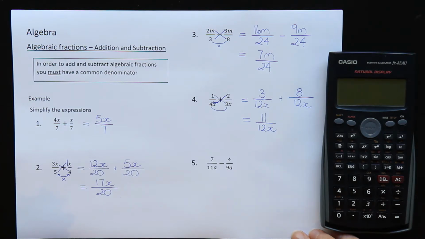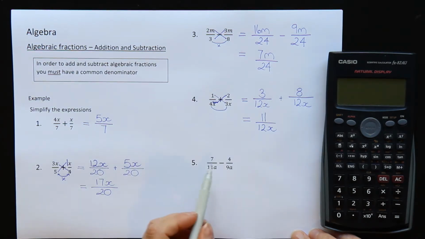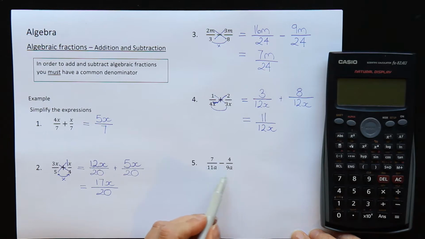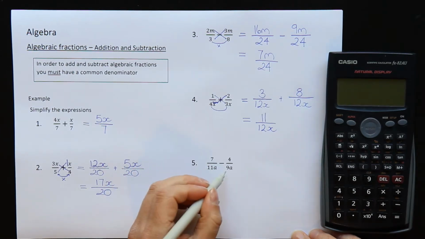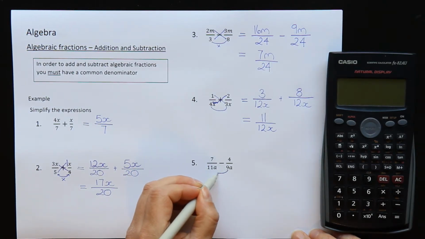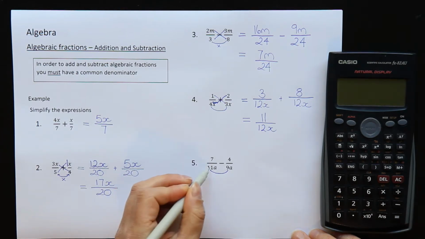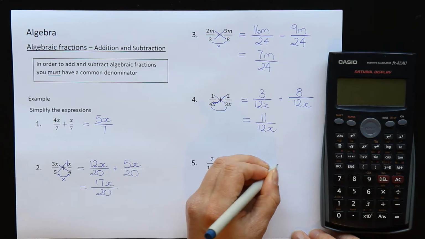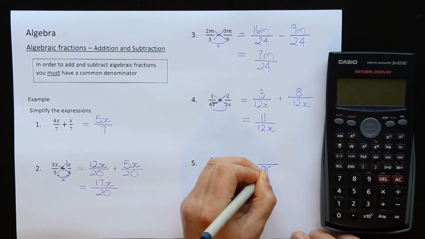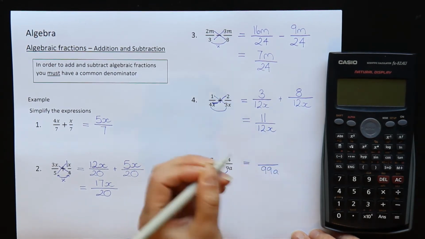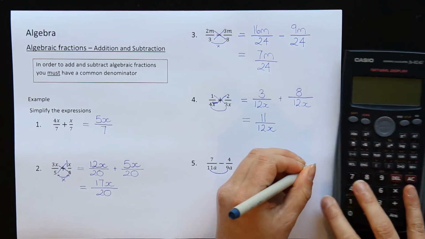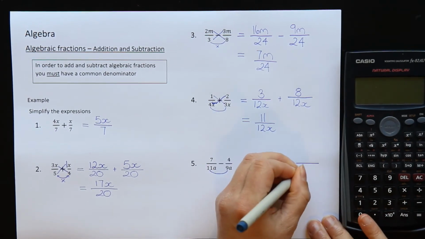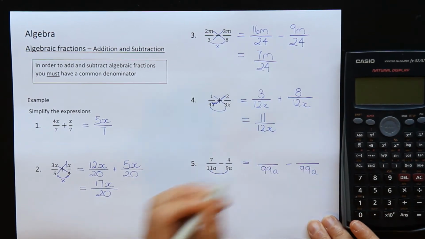Alright, question 5. Similar thing again, we have pronumerals on the bottom this time. So let's multiply just the numbers because the a is already common. 11 times 9 is 99. That's quite a big denominator. 99a and a minus sign and another fraction with a 99a on the denominator.